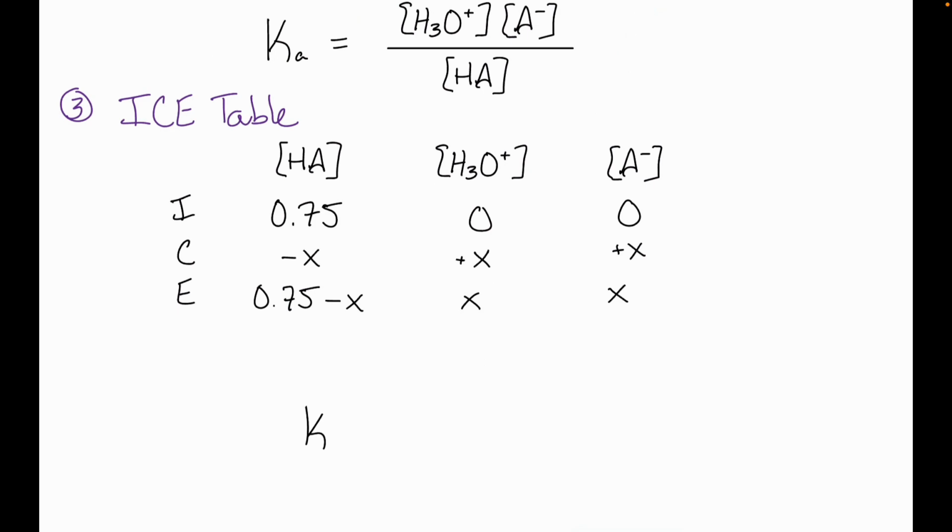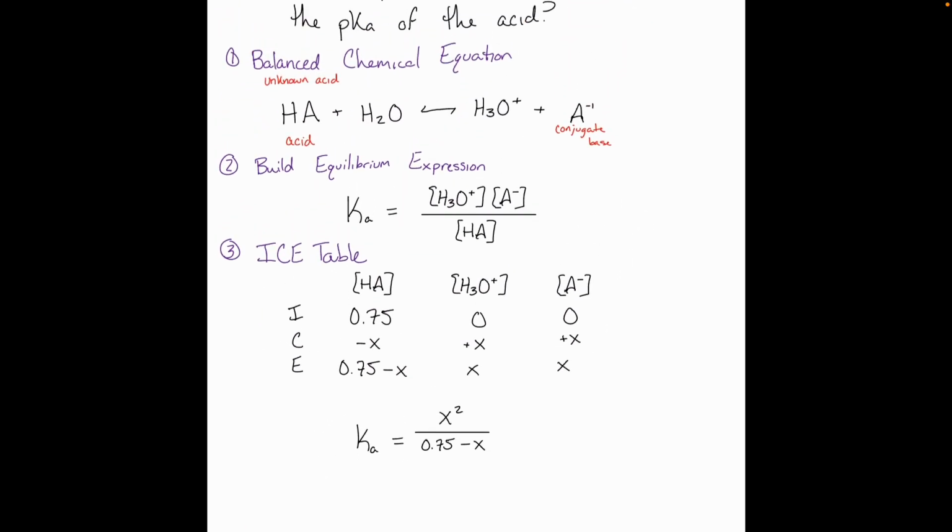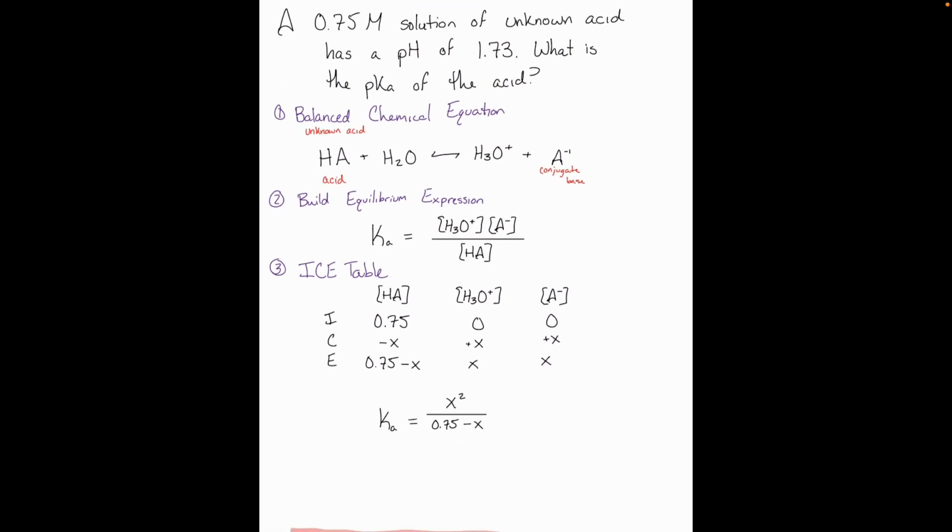If I plug everything in, oh, whoops. All right, in the previous problem, I was given Ka, so I just had that one missing variable x, and I could solve for x. But here I'm not given Ka. I'm told this is an unknown acid. So how am I going to go about this problem? What else am I going to use here?